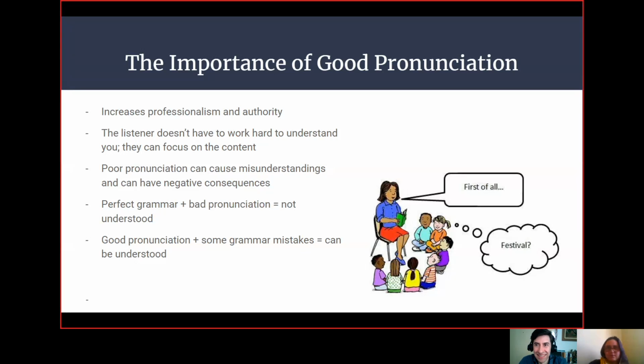Interesting. Okay. Yes. All right. What's the goal?